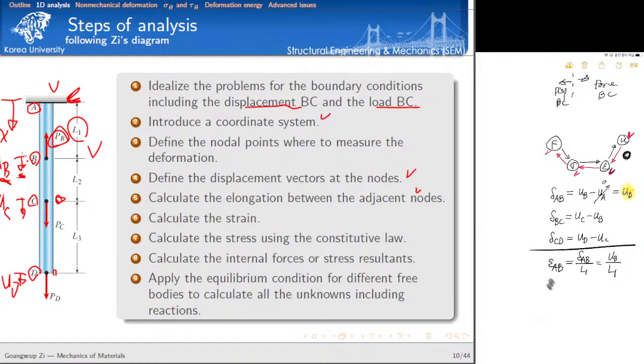And then the strain in the BC segment is the elongation of the BC segment divided by L2. Isn't this more systematic? UC minus UB over L2. Look at this. We just calculate the elongation here. And the strain in the CD segment is equal to the elongation in the CD segment divided by the length.